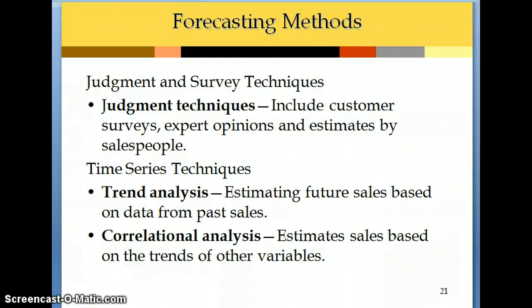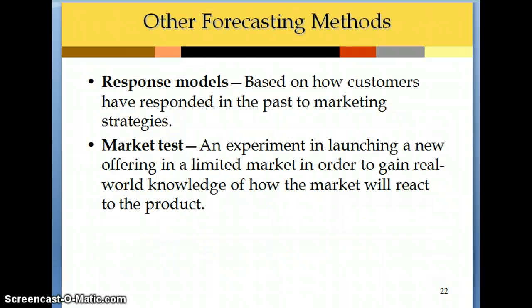There's a forecasting method known as time series techniques, which is well known to almost everyone in marketing and outside of the marketing functional area. So time series techniques are several. One of them is called trend analysis, where you are estimating future sales based on data from past sales. So you're really looking at past data to be able to project sales in the future. Correlational analysis, these are estimate sales based on the trends of other variables. That's why it's called correlational analysis, because you're establishing something based on correlation with other variables.